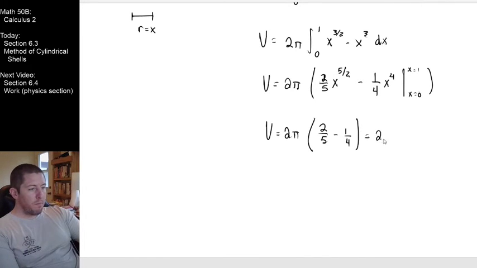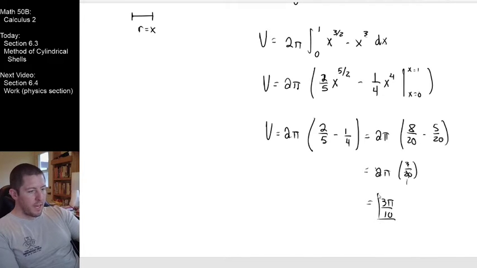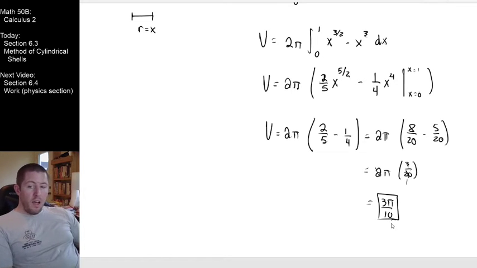And that is going to give me 2 pi times, we want to get 20ths here, so that's 8 20ths minus 5 20ths. And that's going to give me 2 pi times 3 20ths. 2 cancels with 20 to give me 3 pi tenths, just like we got a second ago right there. So that's the only examples I wanted to do for today.